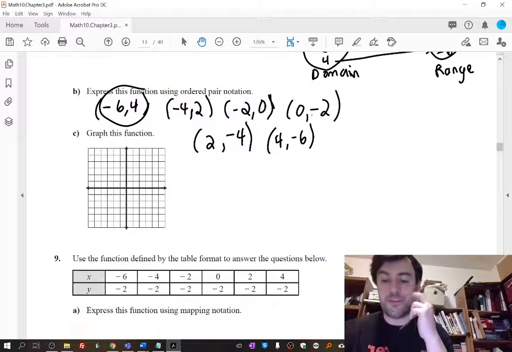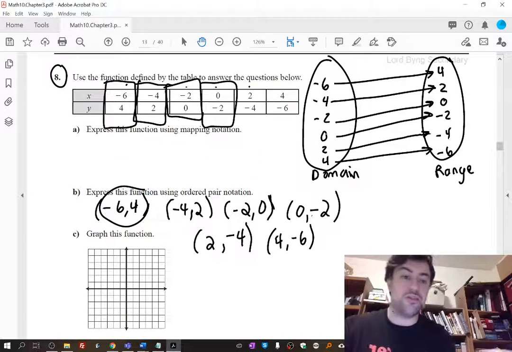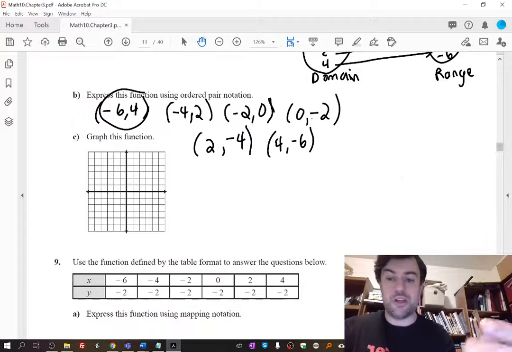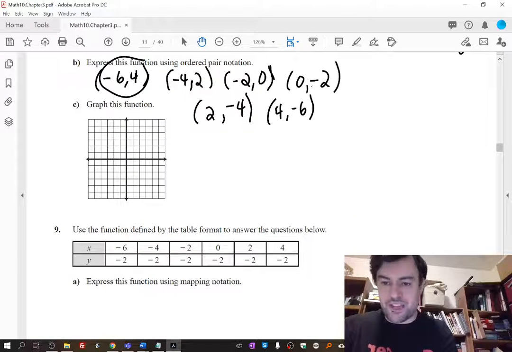We're going to do the third way, and that's graph the function. So basically you're going to take each ordered pair. You could go from the table of values, you can go from the map if you want to, and just plot these points. So for example, -6 and 4, so x is -6, so 1, 2, 3, 4, 5, 6. And then up 4, 1, 2, 3, 4, so that's 1 point right there.